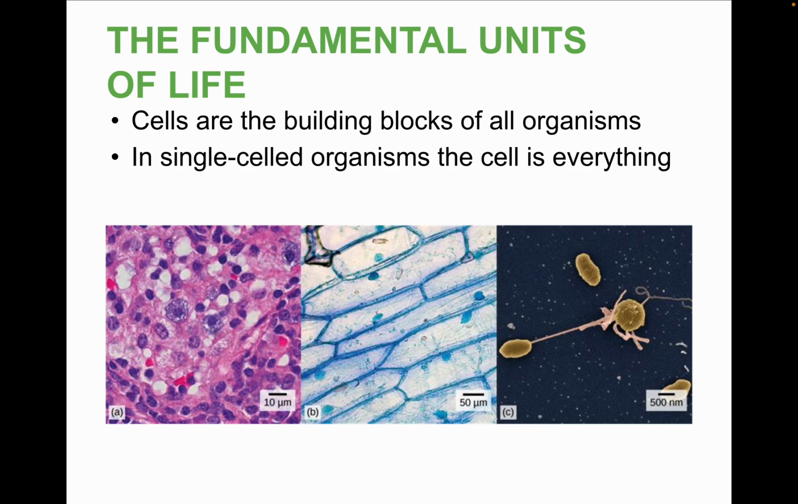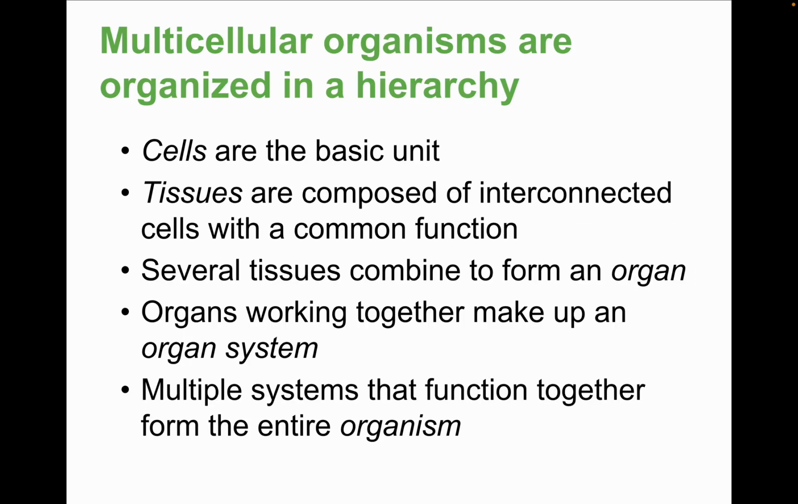In a single-cell organism, the cell is basically everything that they have. A single-cell organism is simply a cell that can survive on its own. However, in multicellular organisms like human beings, the cells work together, and there are a lot of different types of cells. Multicellular organisms are organized in a hierarchy. The cells are the basic unit, and a bunch of cells put together form tissues. The reason cells are put together in tissues is that they perform a common function. When you combine several tissues together, you form an organ, such as your stomach or an intestine.